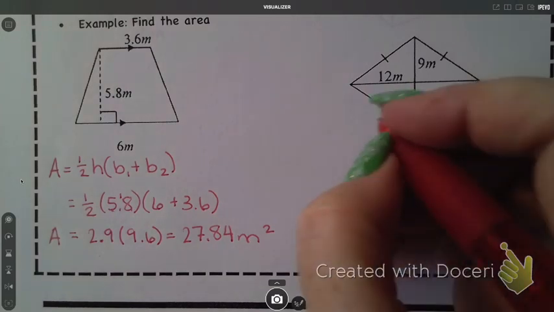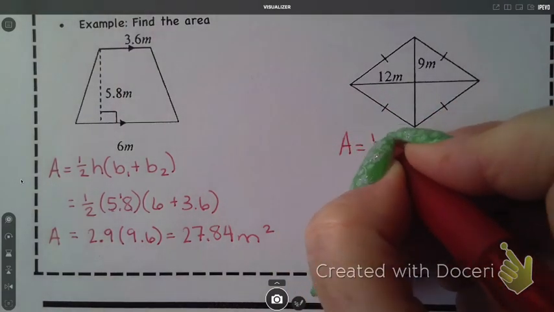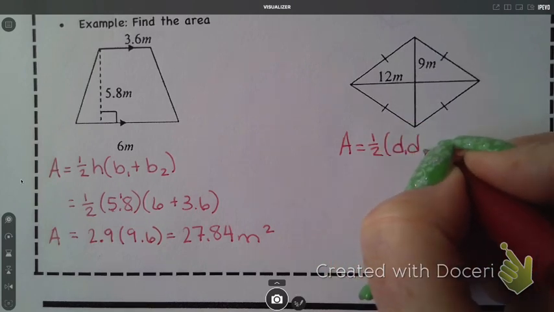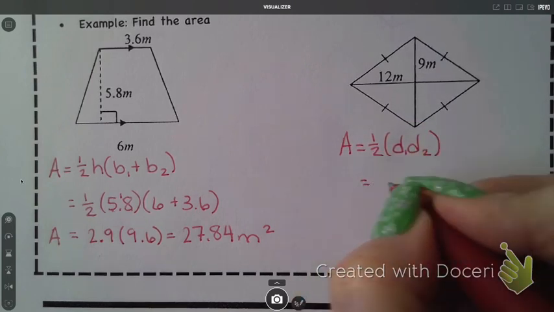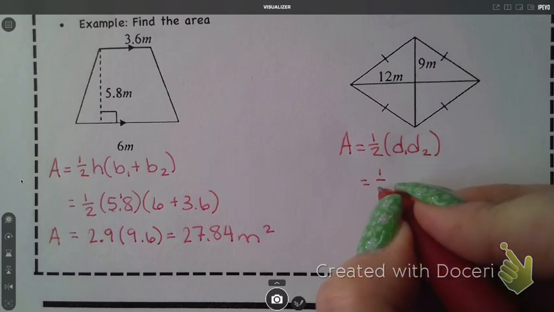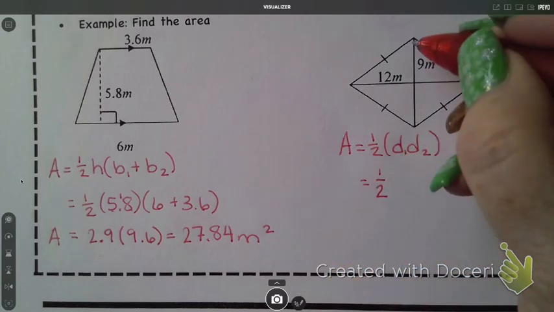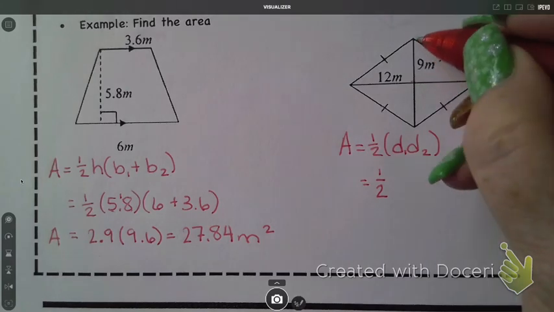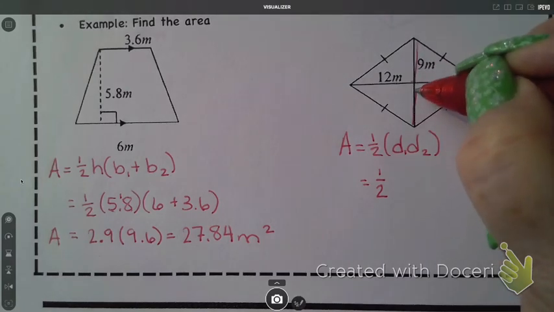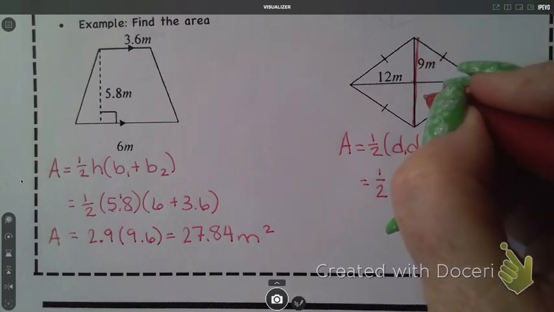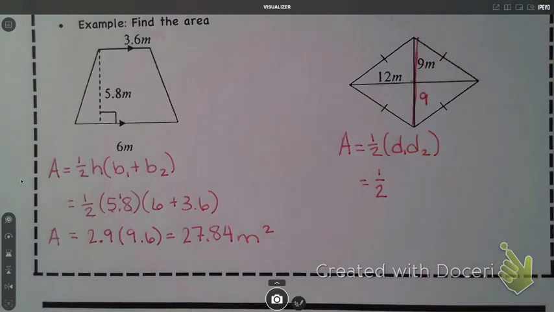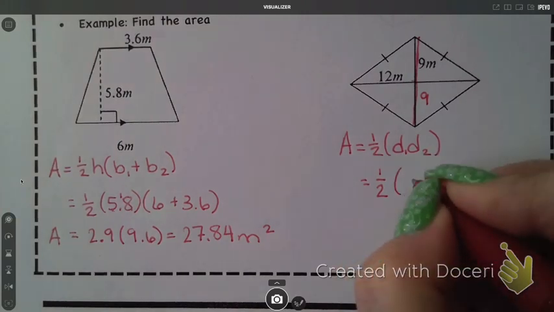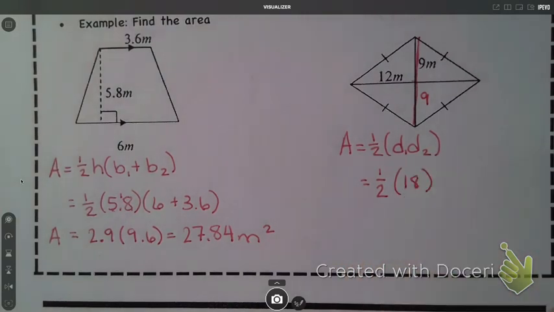So a rhombus is 1/2 diagonal times diagonal. Now wait a second though. No, you gotta take the half. 9 is here. So what's the whole? 18? Because they're both 9. That's what it looks like to me. How about you? Yeah.